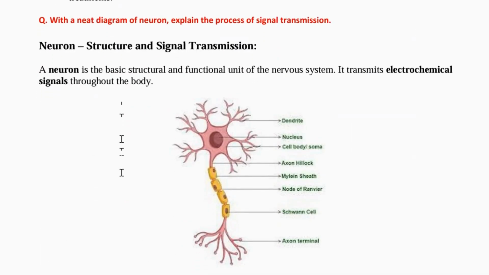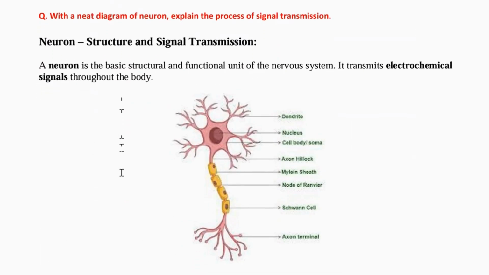Next question is: write a neat diagram of the neuron, explain the process of signal transmission. So, neuron is the basic structural and functional unit of the nervous system. It transmits the electrochemical signals throughout the body. This is dendrites, this is nucleus, this is the cell body, soma, axon, this is the myelin sheath, this is the node of Ranvier, this is a Schwann cell, and this is the axon terminal. You have to write this neuron structure.